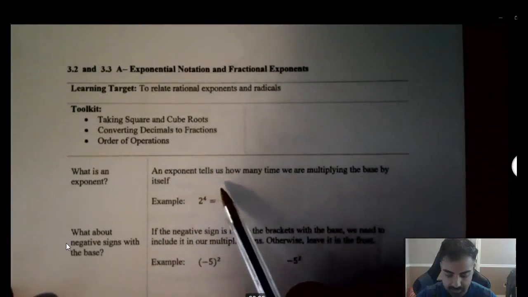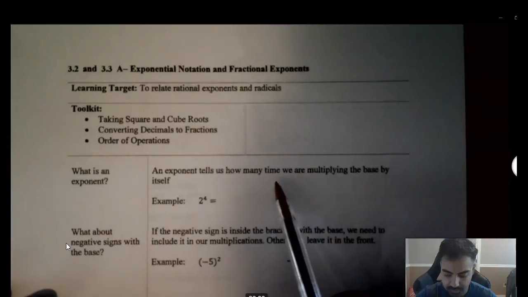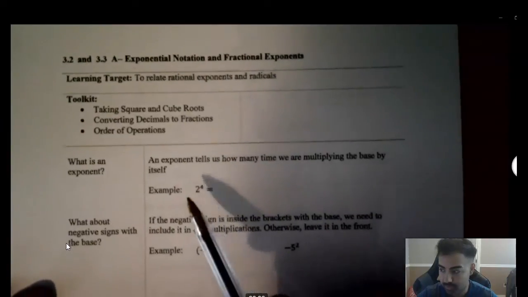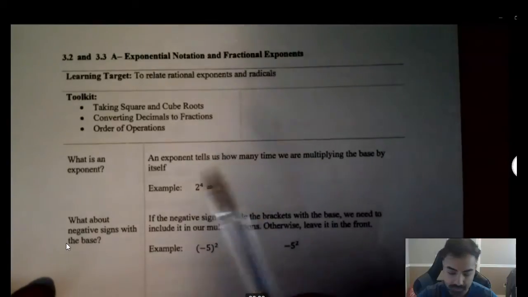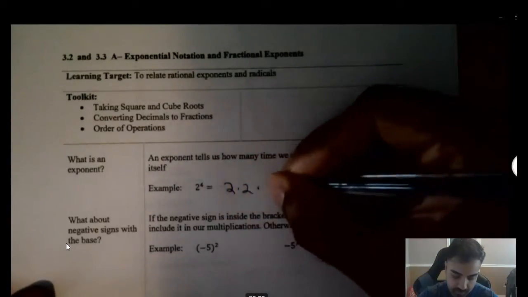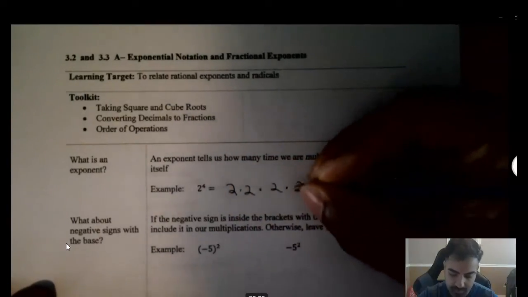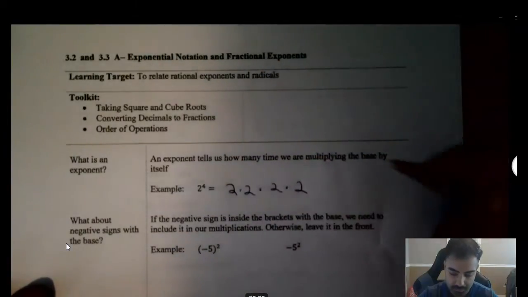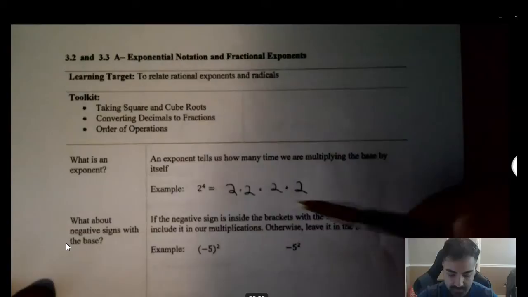An exponent tells us how many times we are multiplying the base by itself. So for example, 2 to the power of 4, or 2 to the exponent 4, is basically just 2 times 2 times 2 times 2. And these little dots just mean multiply, a different way to write multiply. Okay, what about negative signs with the base?